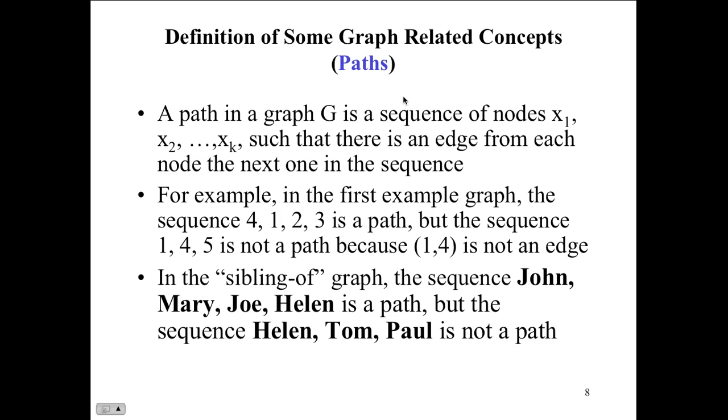So, the definitions of some of the graph properties. We have this common word called a path. A path in the graph G is a sequence of nodes x1, x2, x3, x4, following the nodes themselves, such that there's an edge from each node to the next one in sequence. So it's a path through the graph. For the first example graph, the sequence 4, 1, 2, 3 is a path, but the sequence 1, 4, 5 is not a path because 1 and 4 is not an edge.